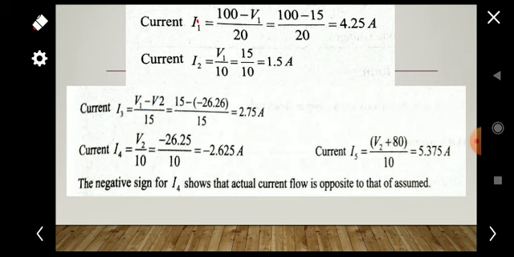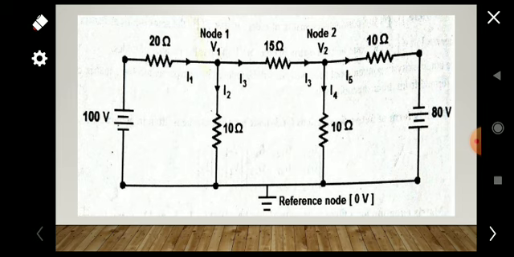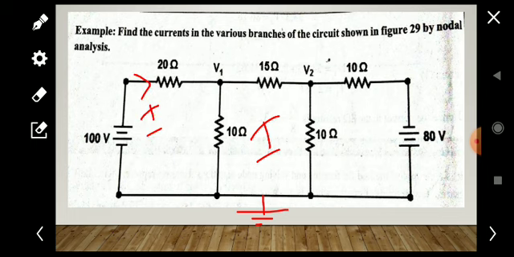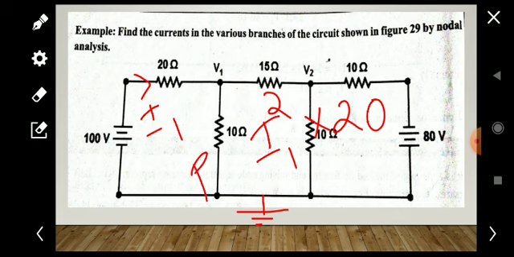And one more thing, if in the question itself you are asked to find the power dissipated in this 20 ohm resistor, we have to use the equation with I1, that is the current flowing through this 20 ohm. So I1 square into 20. I1 we have found earlier, so use that value and find the power. Power P will be equal to I1 square into 20.